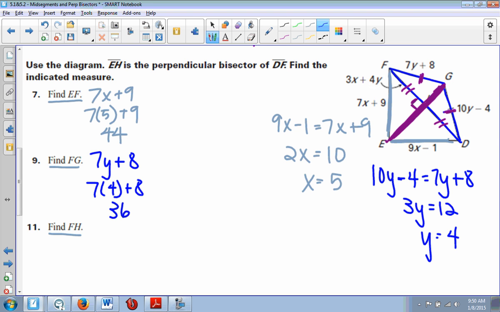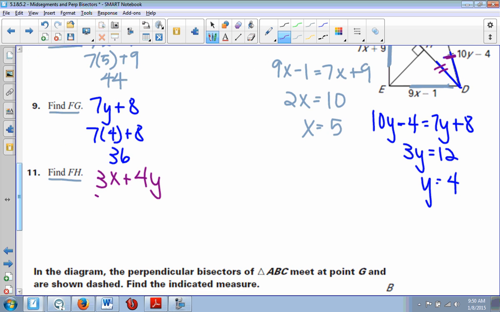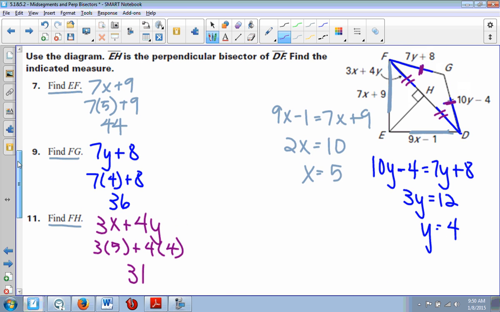The last one is FH. And if we look up here, FH is labeled with 3x plus 4y. So I'm plugging in both the x and the y into this one. So 3 times 5 and 4 times 4. 3 and 5 is 15. 4 and 4 is 16. Together, 31. So when you see a problem like this, before even paying attention to what 7, 9, and 11 are asking, it may be beneficial just to look at the picture and find x and y first.